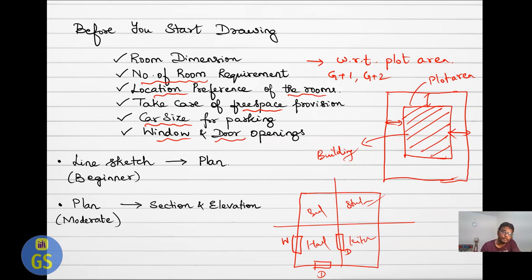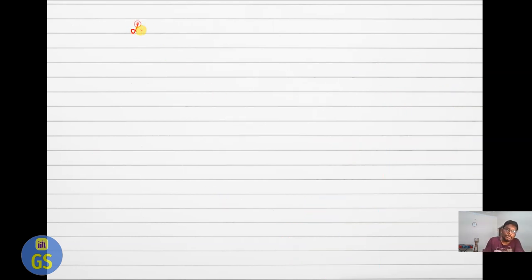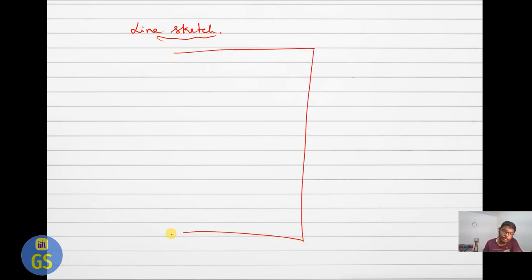For a beginner, I suggest you start with a basic line sketch, then go for the plan. If you're already a moderator in AutoCAD, then you can directly start with the plan, and then go for section and elevation. So what is a line sketch basically? A line sketch is nothing but a rough draft. You can take a piece of paper, or you can do it in AutoCAD. Just draw roughly.